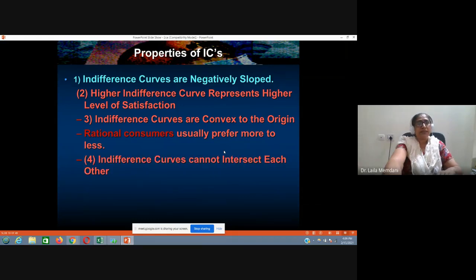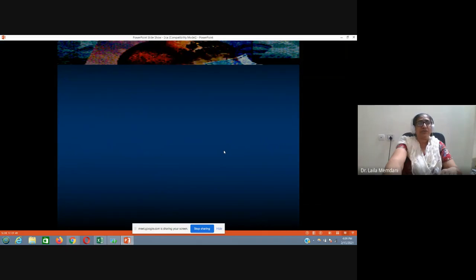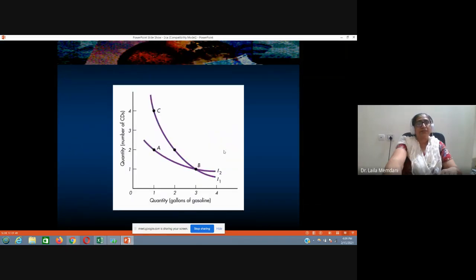And the last one is that indifference curves cannot intersect each other. That is, they do not cross. If they cross, what happens? You can see in this diagram, there is a common point B. We have seen in the features that a higher indifference curve represents a higher level of satisfaction. Now at point B, if it is on I1, it is a lower level of satisfaction, on I2, a higher level of satisfaction. This is not possible. And therefore, indifference curves do not intersect with each other.